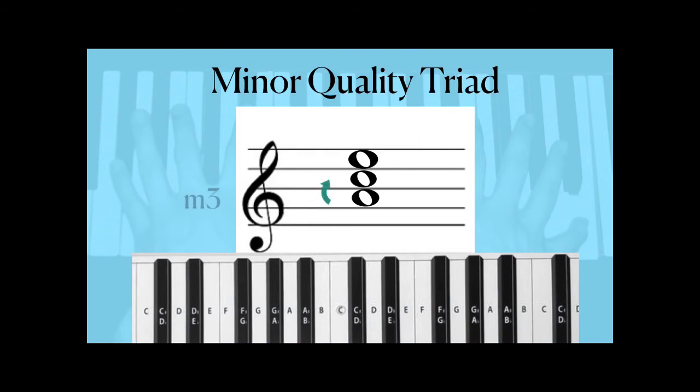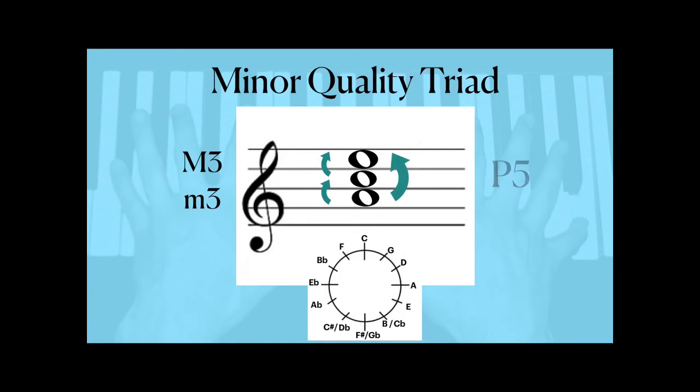Starting on an A, that first third will need to be a minor third. 1, 2, 3 half steps up to C. The next third is going to need to be a major third, which is 1, 2, 3, 4 half steps up. That gives us an E natural. And then finally, in order to construct our perfect fifth, we can look at our circle of fifths and see that right next to the A, 1 degree clockwise, is an E. So a perfect fifth above A is E.